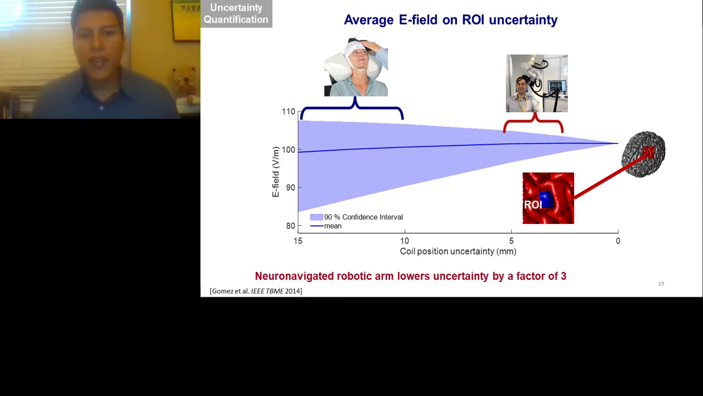Here we consider the average electric field on an ROI as our observable. Here I show the average electric field for different levels of uncertainty in the coil position and the 90% confidence interval. What we observe is that the clinical procedures have a variation of about 30 volts per meter, whereas the neuronavigated ones have a variation of about 10 volts per meter, or they reduce the uncertainty by a factor of 3. And so is 30 volts per meter really that significant?